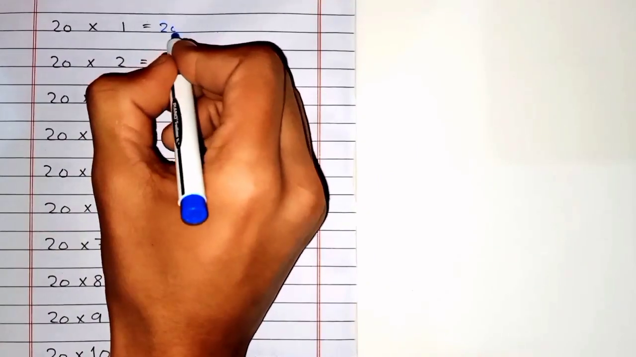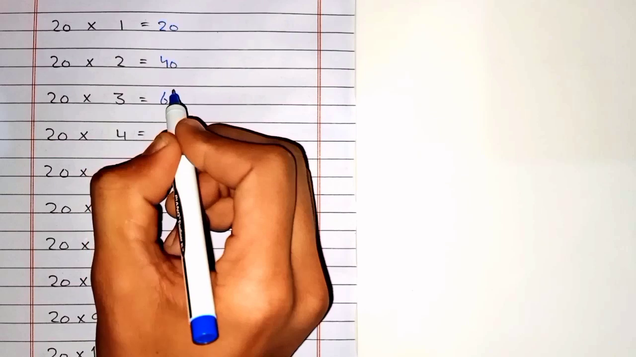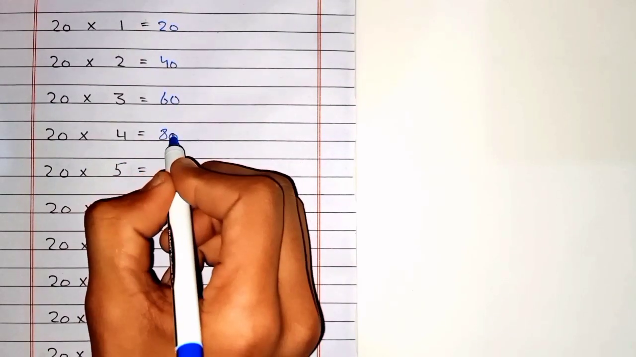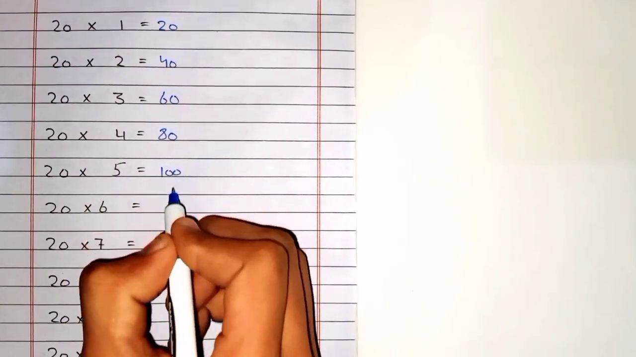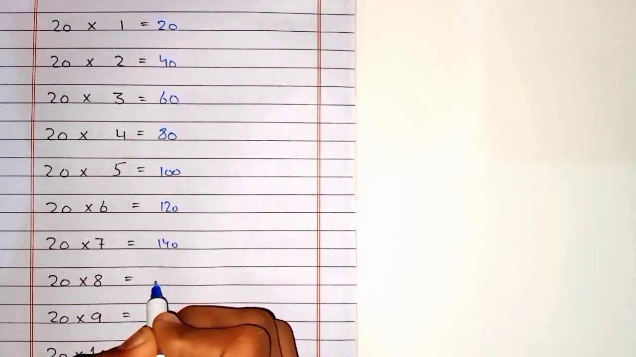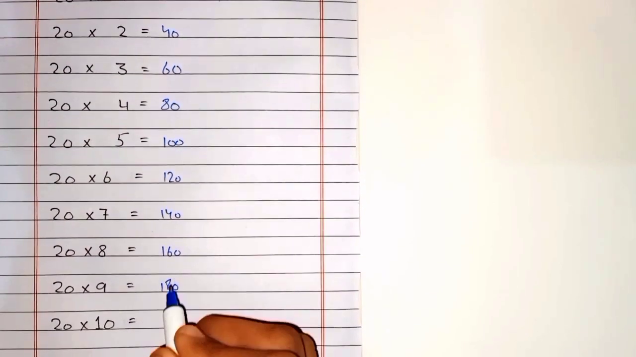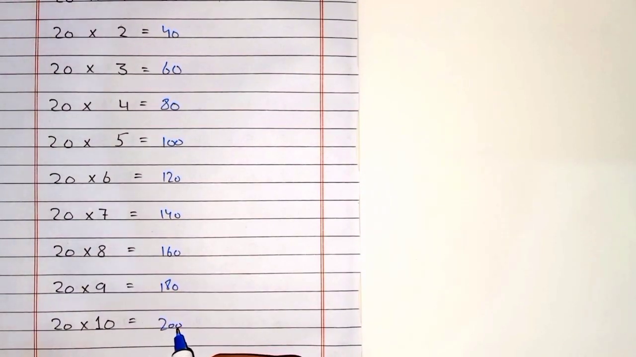Table of 20. 20 ones are 20, 20 twos are 40, 20 threes are 60, 20 fours are 80, 20 fives are 100, 20 sixes are 120, 20 sevens are 140, 20 eights are 160, 20 nines are 180, 20 tens are 200.